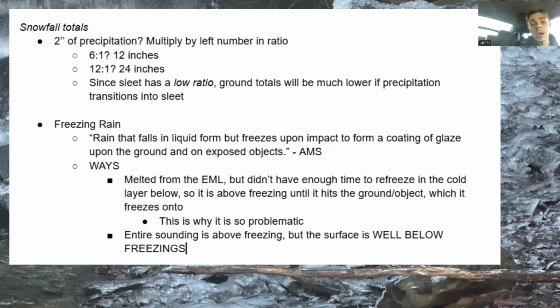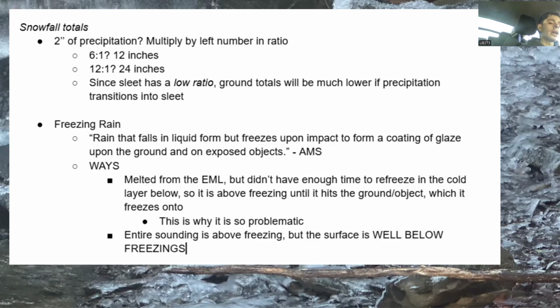You multiply it by the liquid ratio, which we already defined before. If you have a 6-to-1 ratio, then you can expect 12 inches of snow. If you have a 12-to-1 ratio, then 24 inches, because you multiply it by the 2 inches of precipitation that you get. Since sleet has a very low ratio, like 2 or 3-to-1, the ground totals will be much lower if precipitation transitions into sleet.